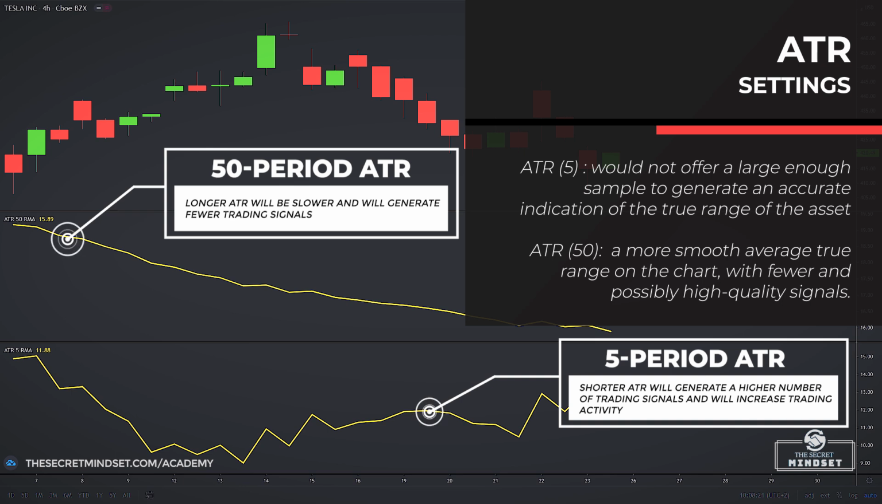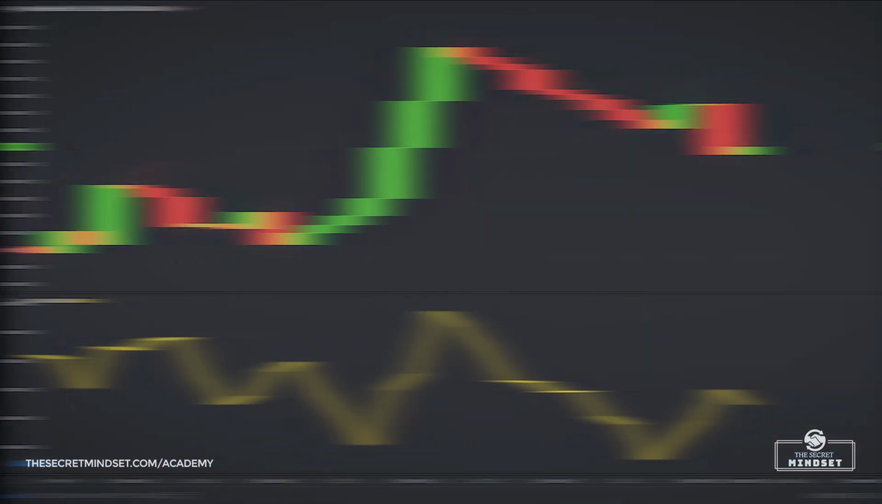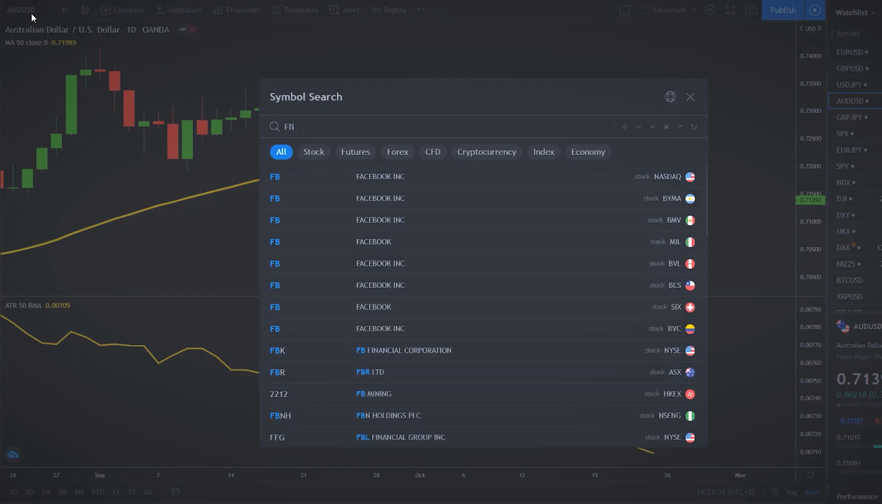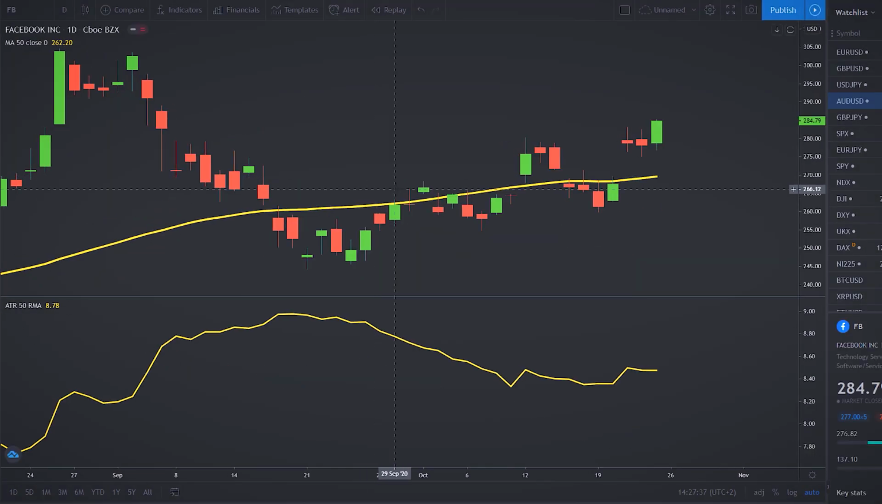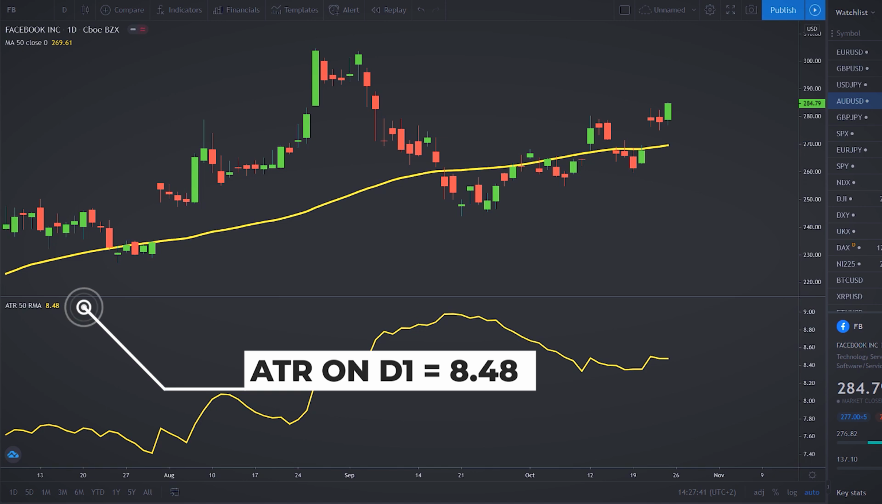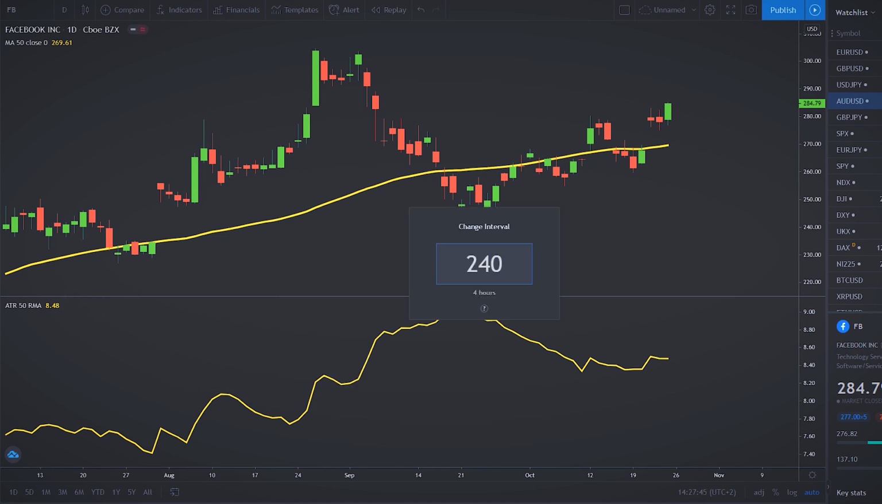An average true range of 50 periods would generate a smoother average true range on the chart, with fewer and possibly high-quality signals. Let's assume that you are using a swing trading strategy and you're using an ATR with a 50-period input. You should keep in mind that if you're trading on the daily chart, the ATR indicator will indicate the average volatility over the past 50 days.